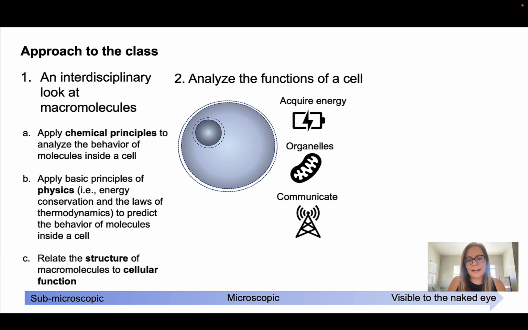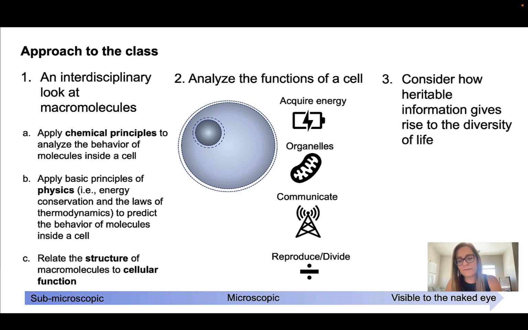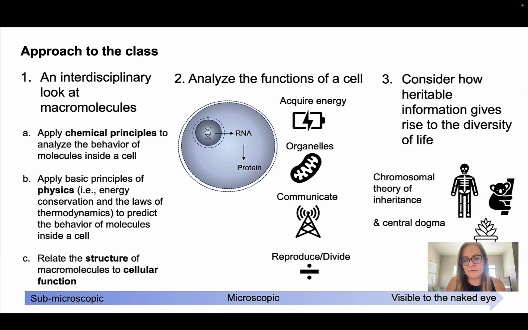We'll also look at how cells are able to communicate with each other, as well as how cells reproduce and divide. We're going to move up from that microscopic level into traits that are visible to the naked eye. And we're going to consider how heritable genetic information gives rise to the diversity of life. And so when I'm talking about the diversity of life, I mean how living things are quite different from each other, like we just looked at.